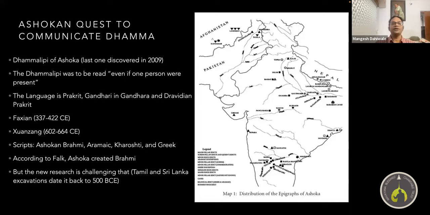So you see, the Dhamma Lipi of Ashoka. It is said that Ashoka invented the Brahmi Lipi or Ashokan Lipi, because prior to that we don't have many references to the Dhamma Lipi. Now some of the scholars are saying that there is a mention of Dhamma Lipi, or what is called the Brahmi Lipi, in Tamil Nadu and Sri Lanka. But the debate is not yet settled.